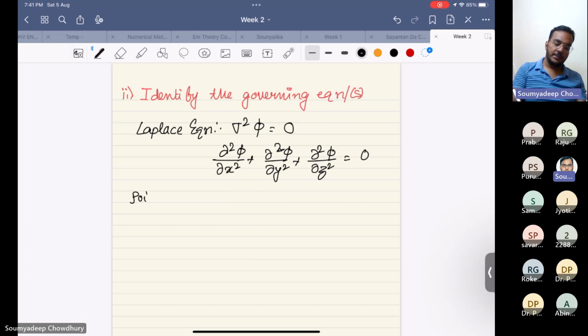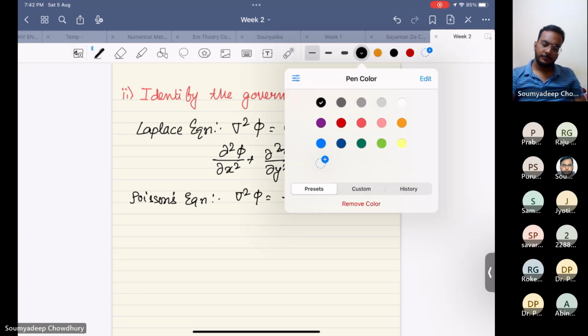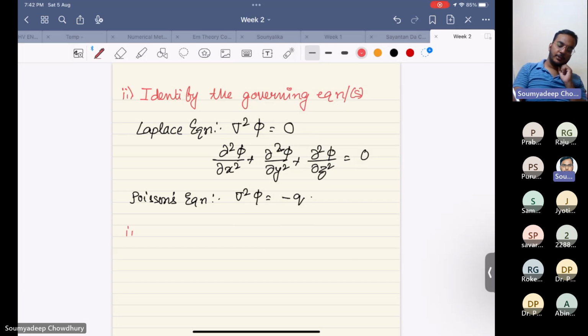And in Poisson's equation, you will see del square phi equal to some minus q. This is the free charge. This is the charge in this boundary. There are two dielectrics, and if there is any charge trapped in the boundary of the two dielectrics, then we use the Poisson's equation. Otherwise, we use the Laplace equation. So this is the second step. Okay. Identify the governing equation.